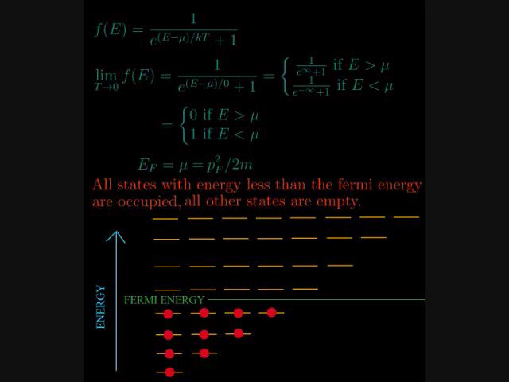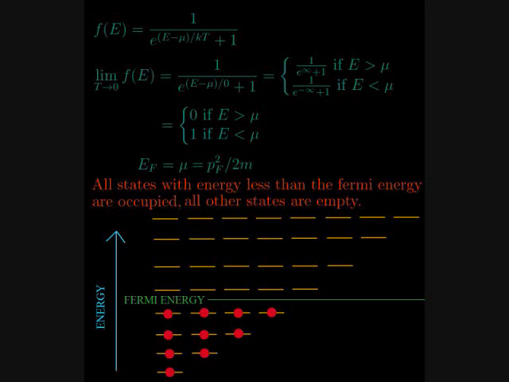So we call the special energy E equals mu the Fermi energy. So we define the Fermi energy E sub F as mu, and the momentum at the Fermi energy is called the Fermi momentum. And since we're dealing with non-relativistic particles, the Fermi energy is the Fermi momentum squared over twice the mass. And I've drawn on the screen an example of a system.